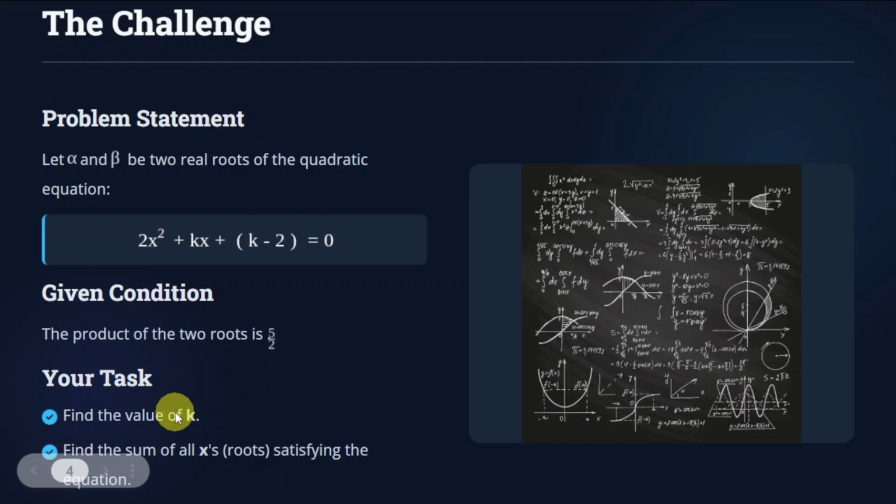If the product of the two roots, that means alpha times beta, is 5 over 2, then find the value of k. The other thing is to find the sum of all roots satisfying the equation. So you need to find the sum of all roots, or the sum of all x's. So this is the problem. Let's go ahead and solve.